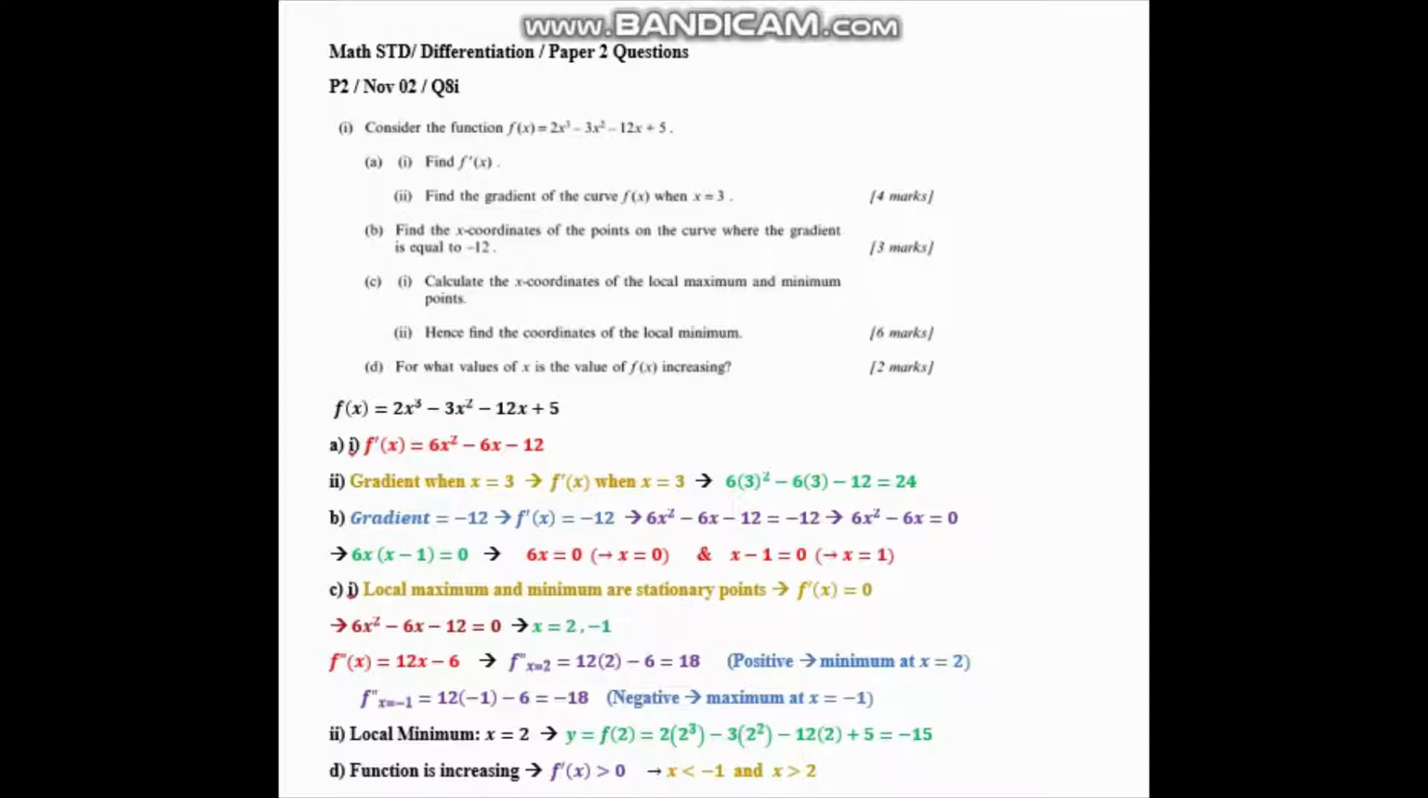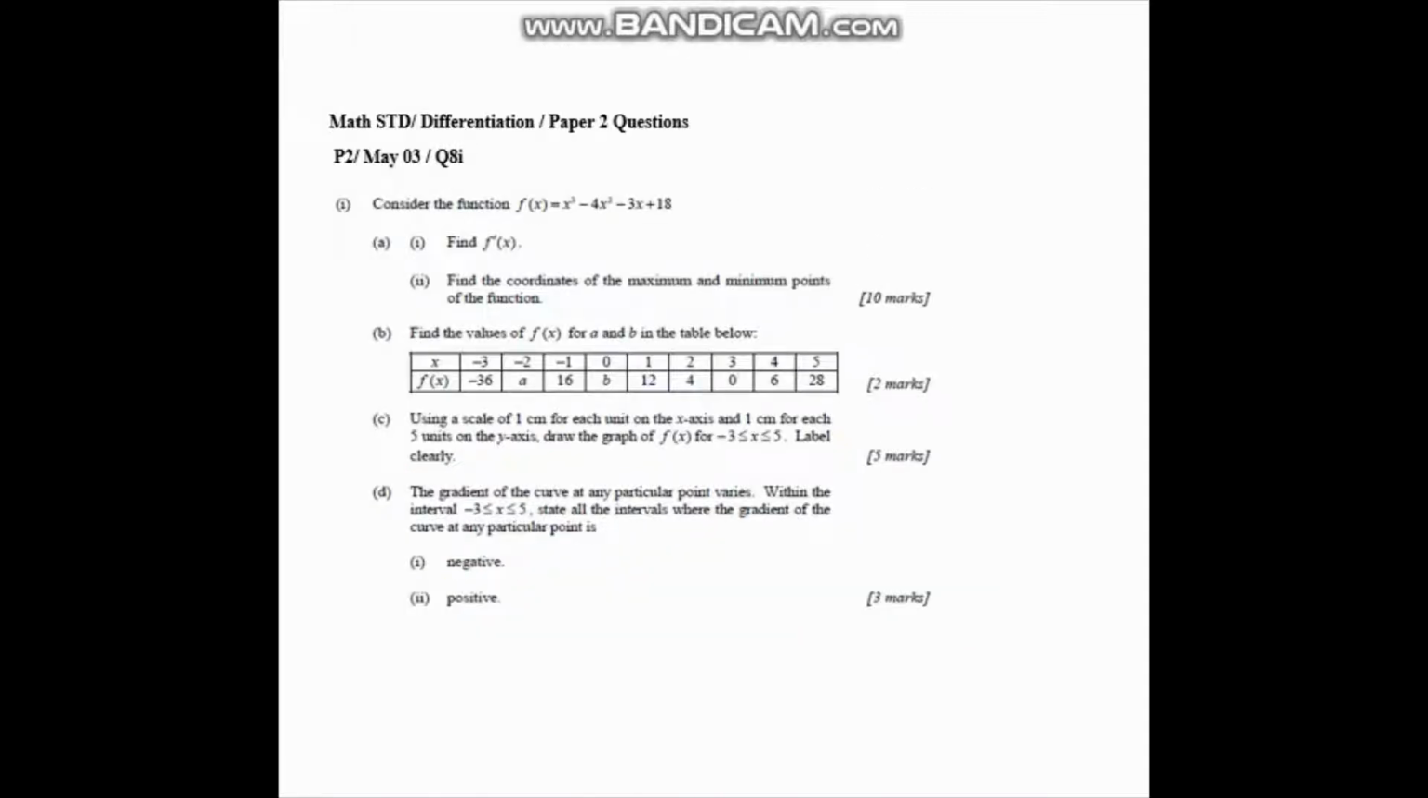Take a minute to copy the answer down if you will. This concludes our question. I shall now solve paper 2 May 2003 question 8(i). Kindly take a minute, attempt to solve, and the answer shall follow shortly.